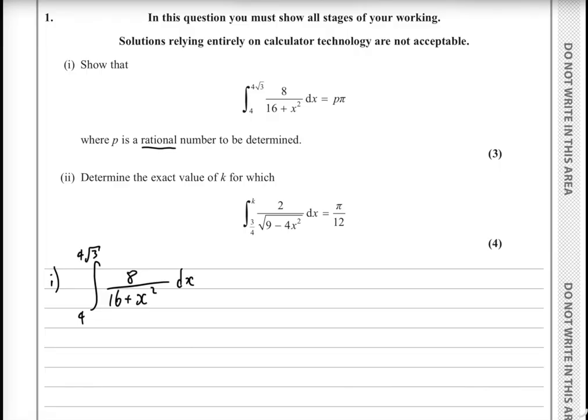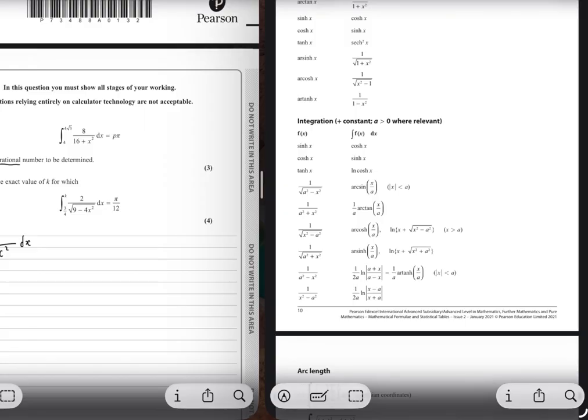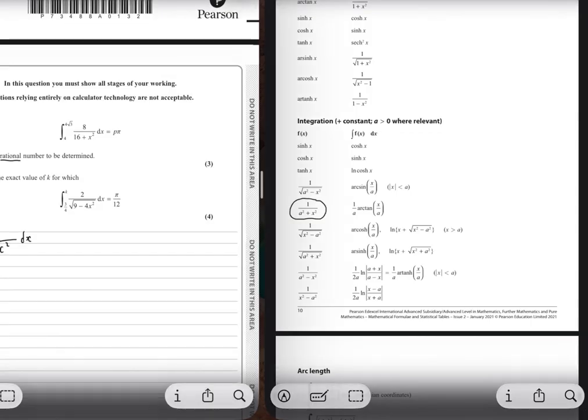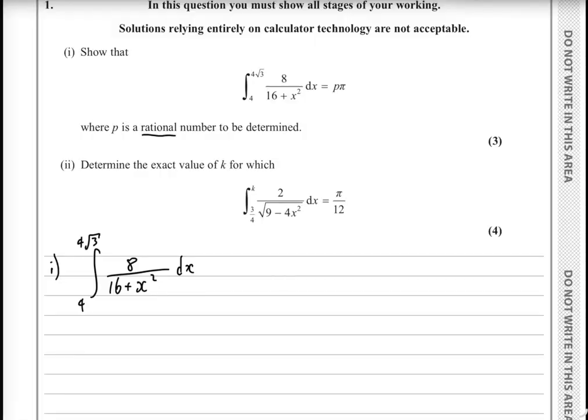I am immediately going to turn to the formula booklet. This is the FP3 section of the formula booklet. The integration bit, you can see we can compare what we've got on the left with this fraction here, where a would be 4. So 1 over a arctan x over a. So 1 over a squared plus x squared would give us 1 over a arctan x over a, like this.